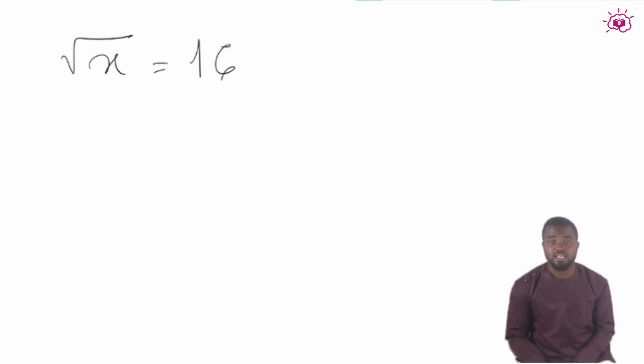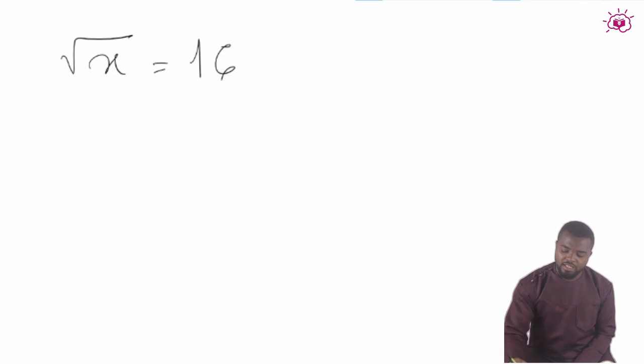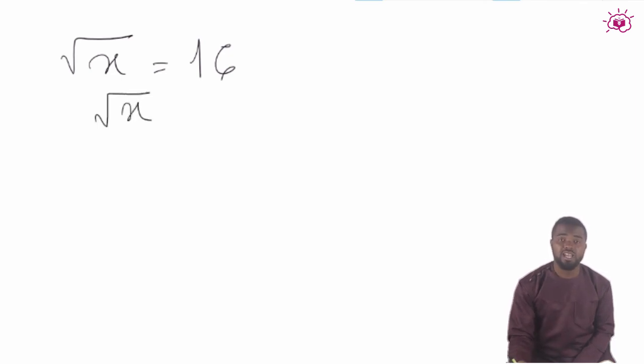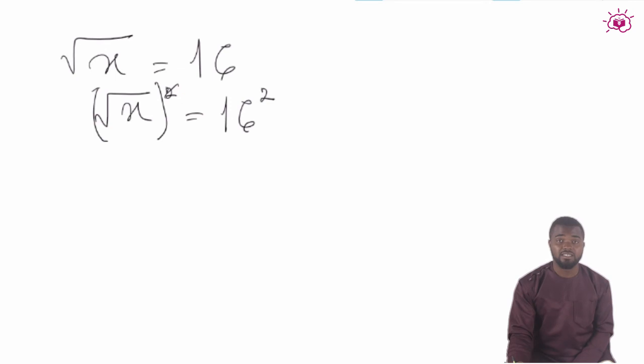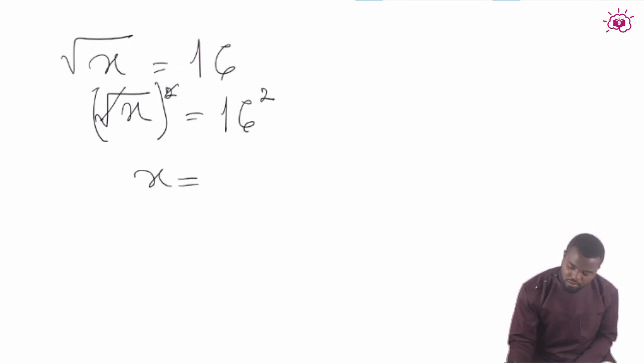Then another example would be the square root of x equals 16. The reverse process. The easiest way to take away this square root sign is to square both sides, since 2 times 1 over 2 gives us 1. So you take the square of both sides. That will be the square root of x all squared equals 16 squared. Like I explained earlier, the square cancels out the square root sign. So x is equal to 16 squared, and 16 squared is 256.